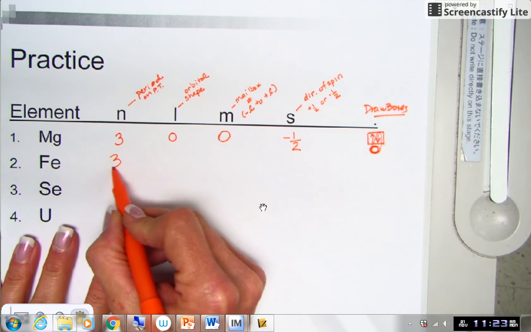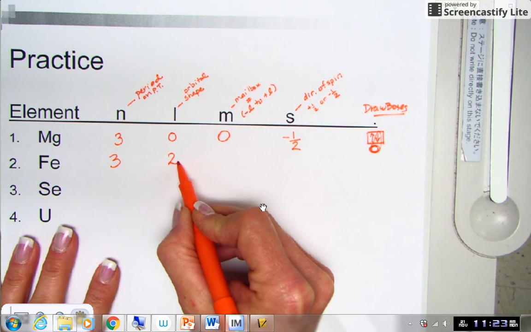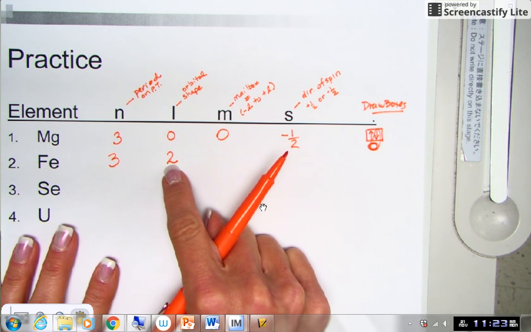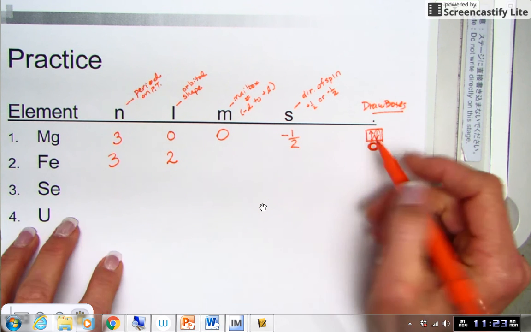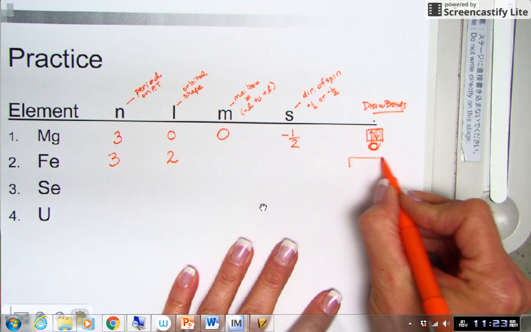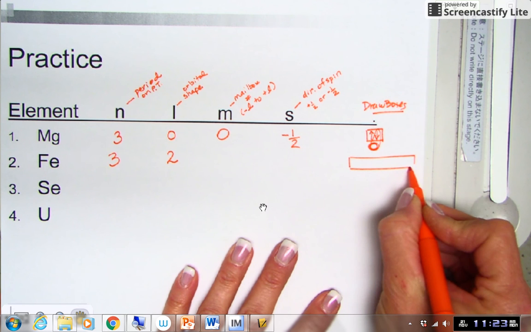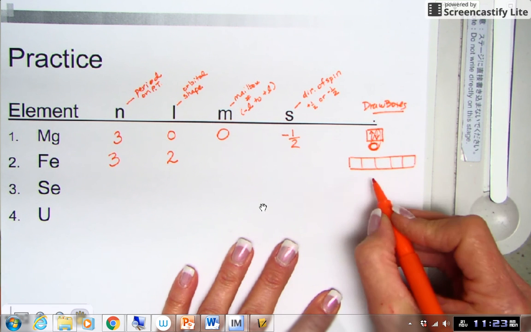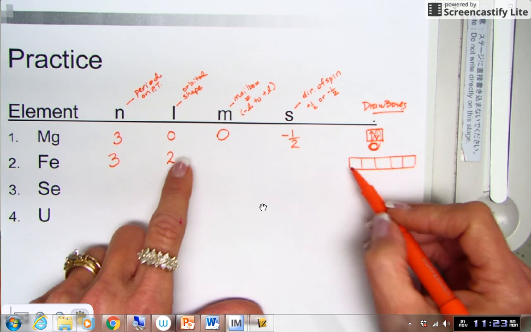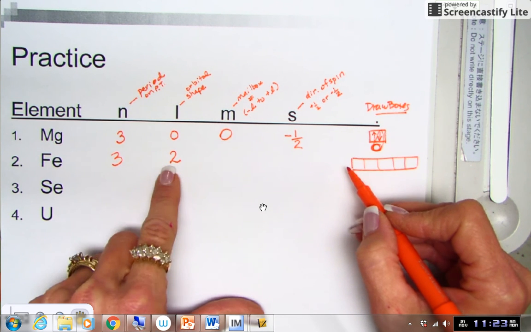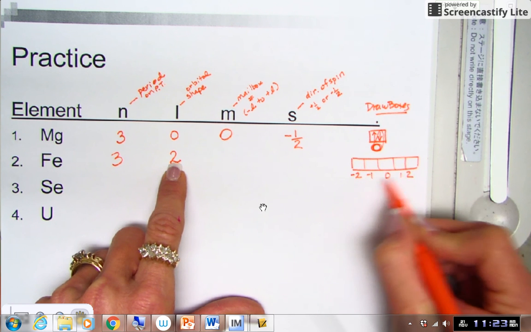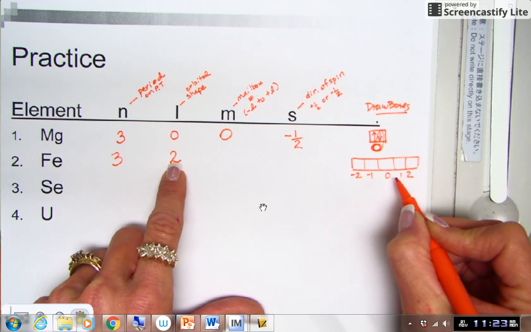Let's go ahead and fill those in. So we say 3 for the N, 2 for the L because he's a D orbital. Now we're going to draw our boxes. We said for the D's, you can draw 5 boxes. So you're going to come over here, draw your boxes and number your boxes. These are the 5 boxes for the D's. Now number your boxes. The numbers go from -L to +L. So L was 2. So I say -2, -1, 0, 1, 2. This is like a number line. 0 is always in the middle of our boxes.